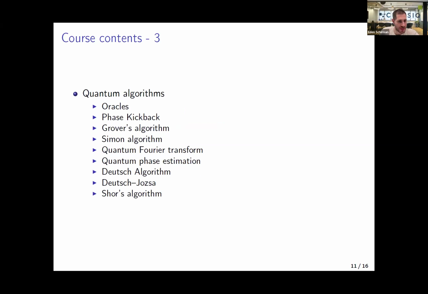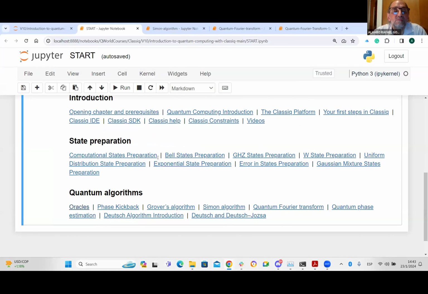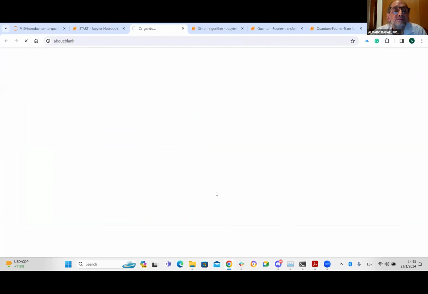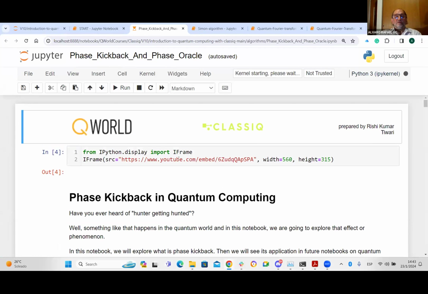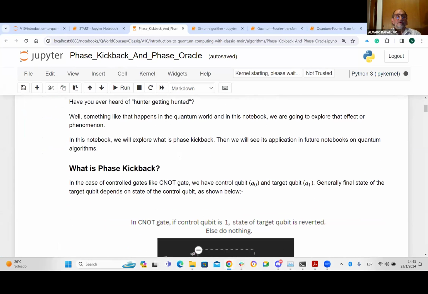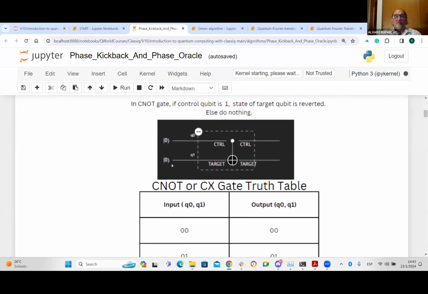And for example, can you show me the notebook of the phase kickback? Phase kickback. Yes, I suggest that Rishi, can you show? Because he developed this notebook, I will show the phase kickback. Here it is. We have a video. Here it is explained.